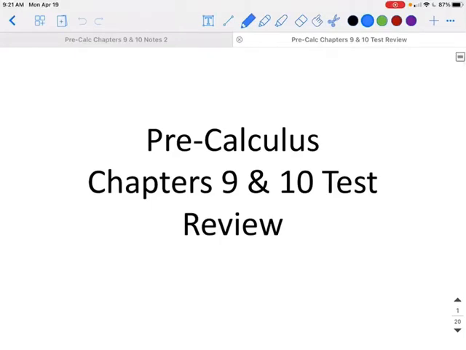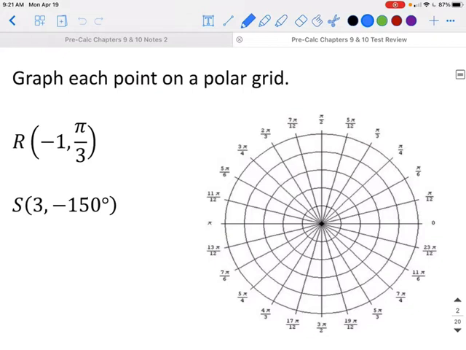This is the pre-calculus chapters 9 and 10 test review. Graph each point on the polar grid.